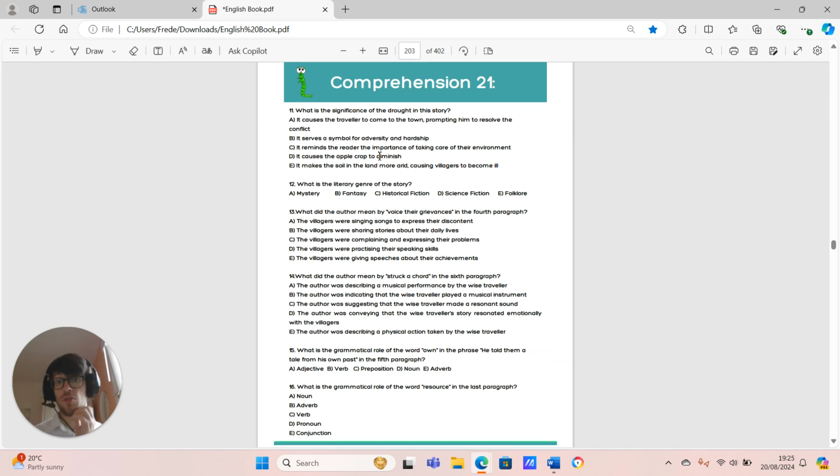12. What is the literary genre of the story? Is it a mystery? No. Is it fantasy? Definitely not. Is it historical fiction? It's not set in history. Is it science fiction? It's not set in space. Folklore. When we say the word folklore, we are talking about stories passed down in particular cultures. They are myths. They are legends, very often passed by word of mouth.